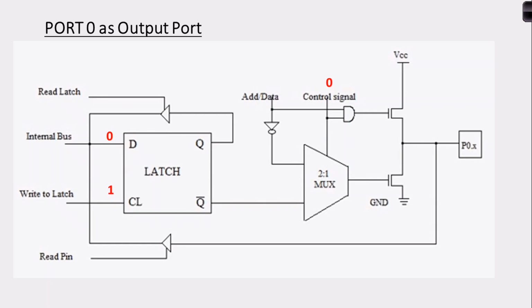So if I send logic 0 to the D latch, my Q output is 0 and then my Q bar output is 1, and the control signal is again 0, because I'm not using this particular port for external memory. Now again the AND gate output is 0, and then the mux output will be 1. Now if you look at this, the MOSFET which is connected to the ground is in the on state.